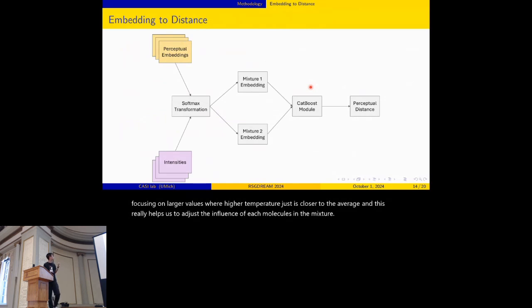And the next step is to transform the embedding of mixtures to the distance value. After we do the softmax transformation, we get the embedding for mixture pairs, and we take the squared loss of these mixture pairs to the CatBoost module, and finally predict the perceptual distance through a metric learning approach.